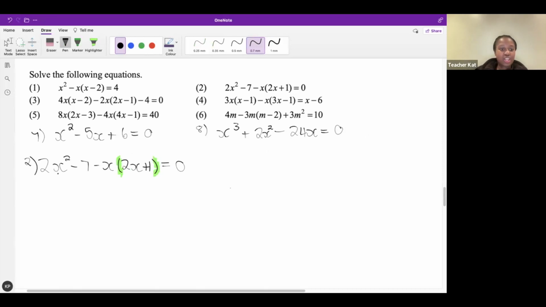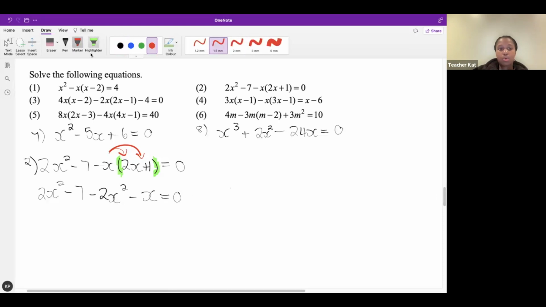All right, now let's check. I have brackets there, so what am I going to do with the x outside the brackets? We distribute. So I'm going to distribute this x in. So I have 2x squared minus 7, and then negative x times 2x. Negative x times 2x, that is negative 2x squared. Negative x times 1 is minus x, and this is equal to 0.